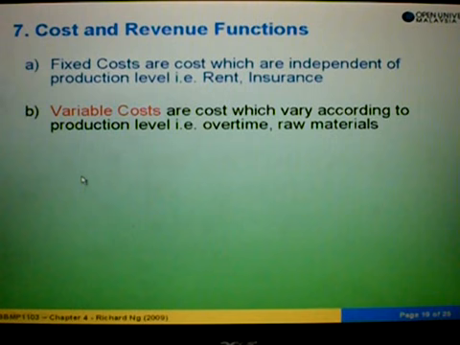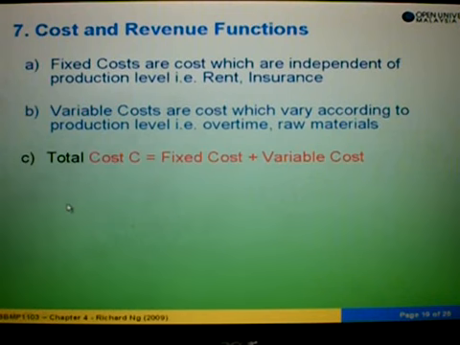Okay, next we have variable costs. The variable costs are costs which vary according to production level. Yeah, the more we produce, the more overtime we have to pay, the more will be the cost of the raw materials. Okay, then total cost will be equal to fixed cost plus variable cost. Yeah, so total cost of a particular product produced by a factory, for example, will be equal to the fixed cost incurred by the factory plus the variable cost.